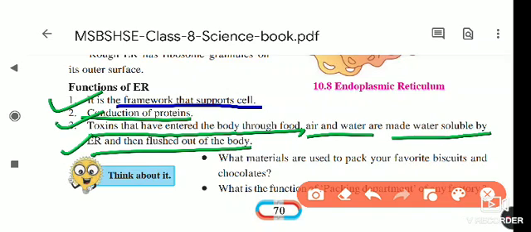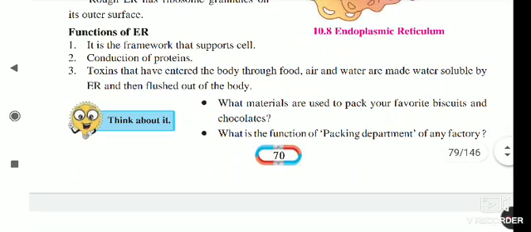Third, toxins that have entered the body through food, air and water are made water soluble by the ER and then flushed out of the body. That is very important. If any toxic material enters the body, the endoplasmic reticulum makes it water soluble, and then it is flushed out of the body. These are the main functions of the endoplasmic reticulum.